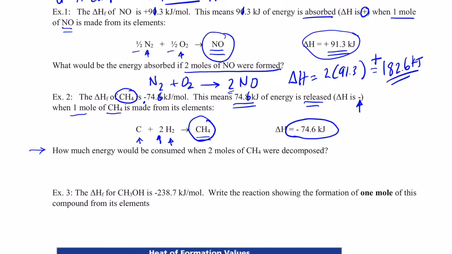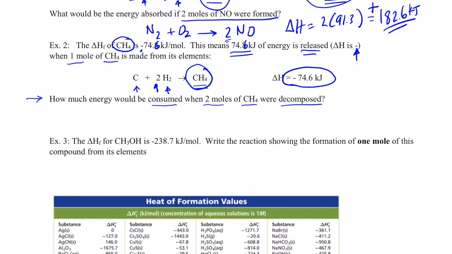Now, take a look at this next question. How much energy would be consumed if 2 moles of CH4 were decomposed? Remember, decomposition is the opposite of formation. So I'm going to start with CH4 on this side, in fact, 2 moles of them, and I'm going to decompose it into its elements, carbon and hydrogen. See, I've written that reaction up top backwards, and I'm decomposing 2 moles of methane. So to balance that, I need to put a 2 in front of carbon and a 2 in front of H2. What would the delta H of this reaction be?